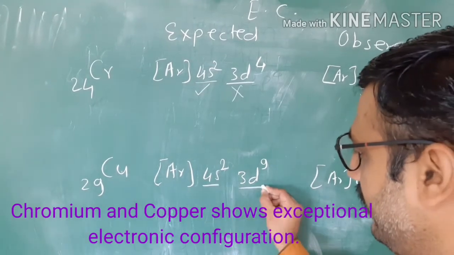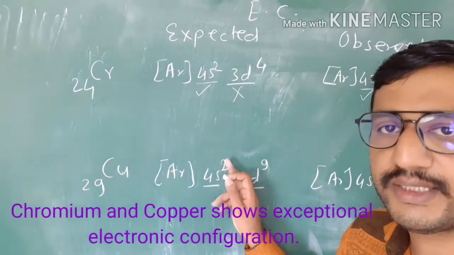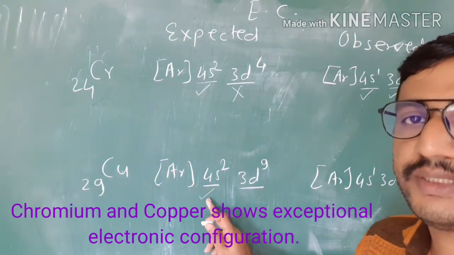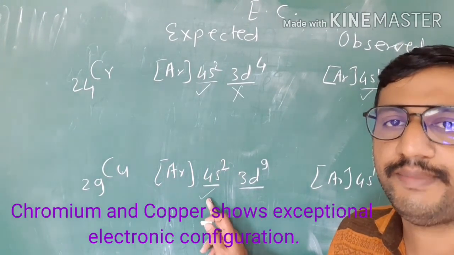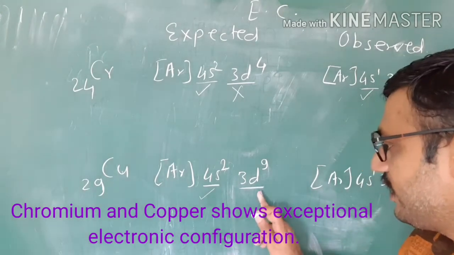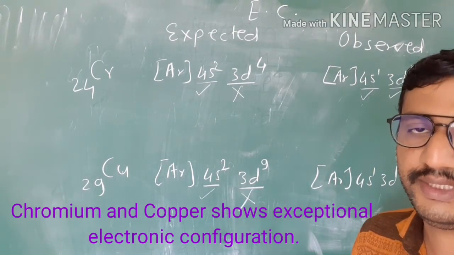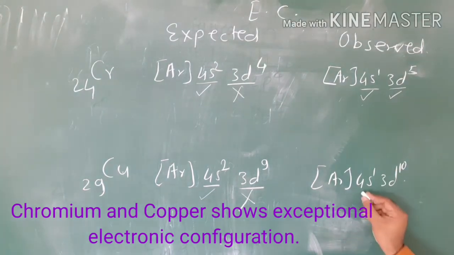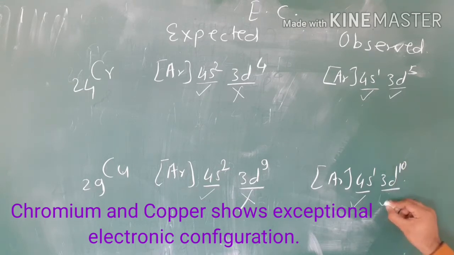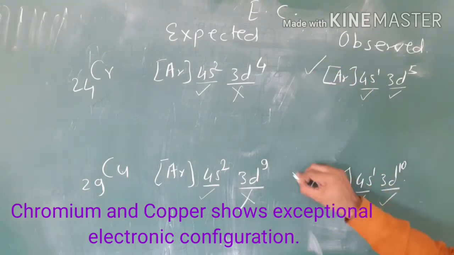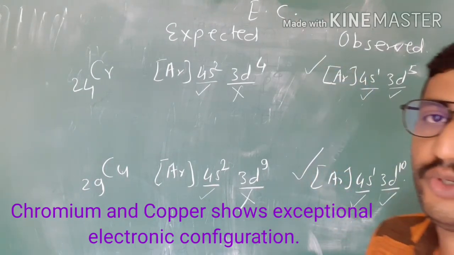Expected 4s2 and 3d9. The 4s2 s subshell consists of 2 electrons, which means it is completely filled, and this favors higher stability and lower energy. What about 3d9? 3d9 is neither half filled nor completely filled, isn't it? And we have another option, 4s1 3d10. 4s1 means it's half filled, 3d10 means it is completely filled. So this condition favors lower energy and higher stability. That's why chromium and copper show this exceptional electronic configuration.